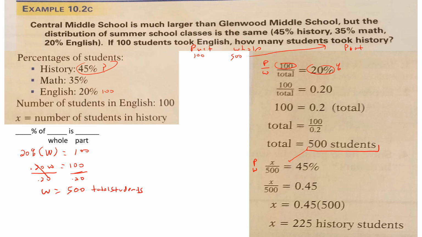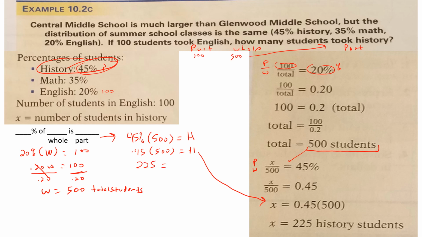Well, once I know the total students, I could take this formula again, and they're asking me to find the history, right? The history was 45% of the whole. Well, I now know the whole, and I'm trying to find out how many took history. So again, 0.45 times 500. We multiply that out. Notice that this is the same setup that they have here. We ended up with 225 history students, okay? So it's just a two-part step there.